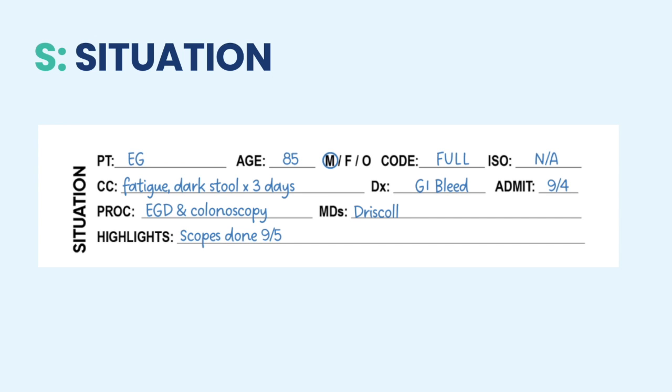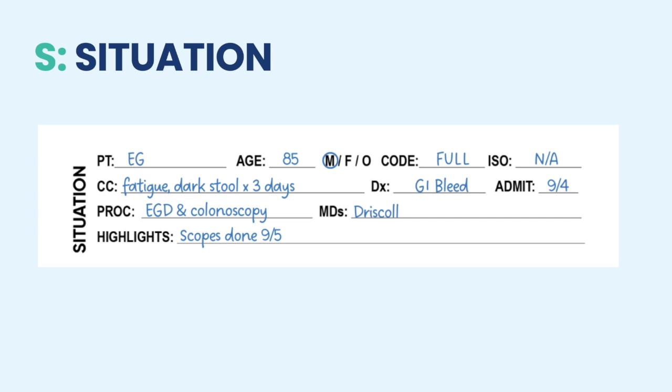So let's look at that SBAR format. In the situation section of the report sheet, I like to have things like the patient's name, their age, their gender, their code status, if they're on any isolation, and what was their chief complaint? Why did they show up and seek medical care in the first place? And then beyond that, listing their primary diagnosis and their admit date. I also like to keep track of any big procedures they've had for this admission, the doctors that are on their case so that I know who to call if I have a problem or a question, and then any significant highlights.